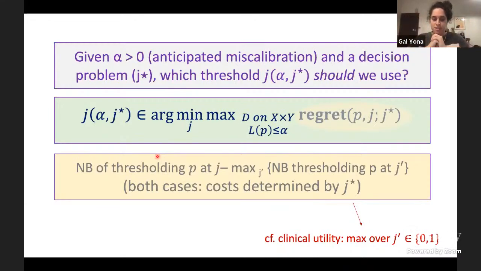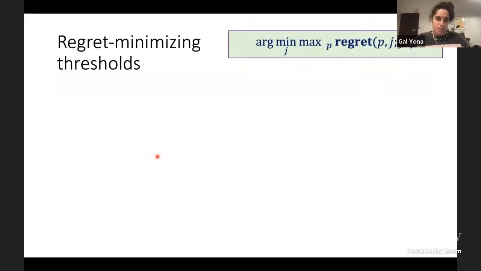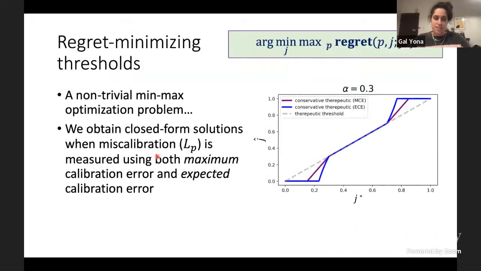Technically, this solves a lot of annoying problems that come up when you want to use this notion of clinical utility directly. So this is, at least at a high level, the concept of regret minimization that we work with. In principle, it's a non-trivial min-max optimization problem. The solution is not a priori clear.